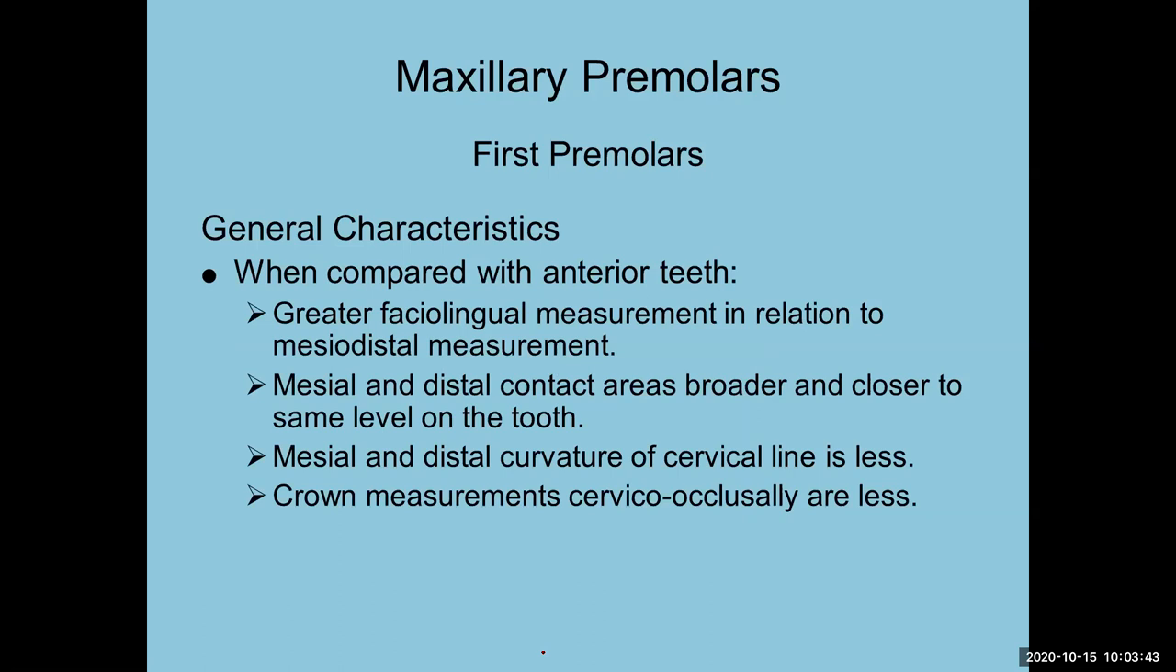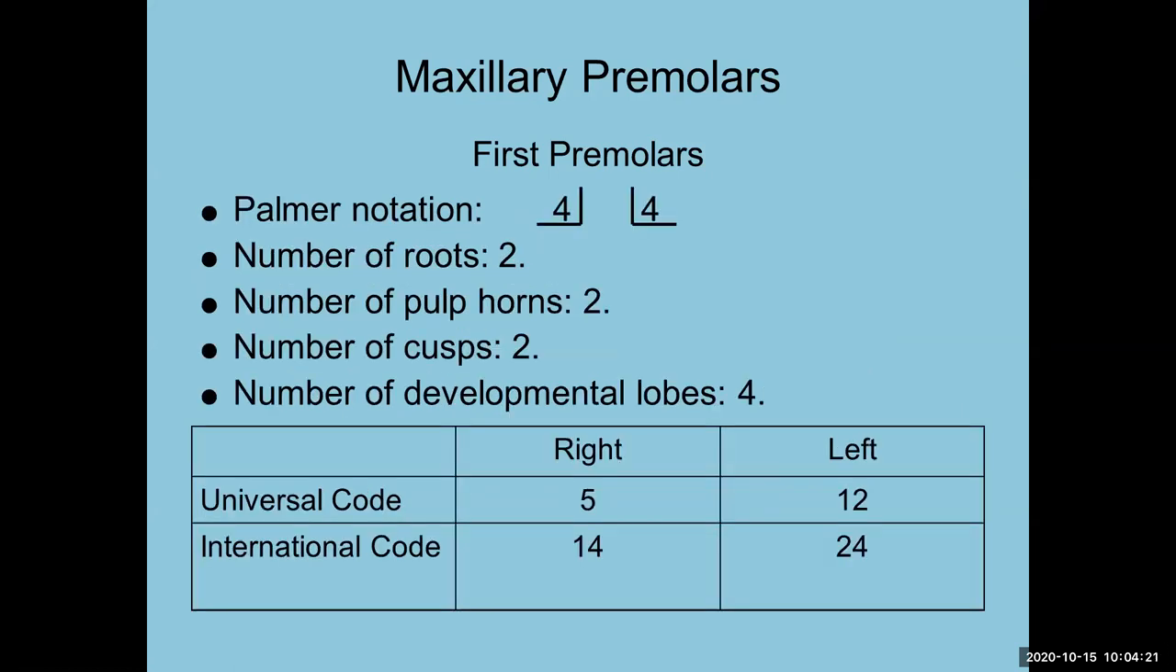So when you're comparing the first premolars to the canines, okay, it's got a greater facial lingual measurement in relation to the mesiodistal measurement. The mesial and distal contact areas are broader and they're nearly equal. The mesial and distal curvature of the cervical line is less. This is comparing it to the anterior teeth, okay? Because the tooth is getting a little broader from facial to lingual, the CEJ is also straightening out a little bit. First premolars.